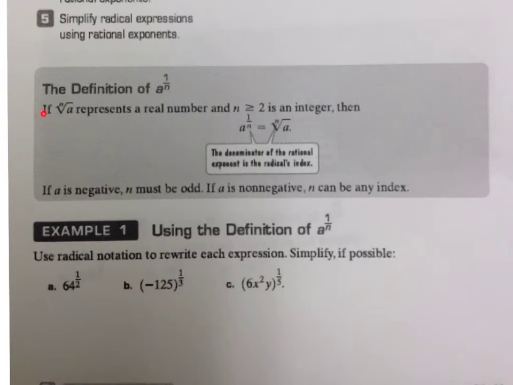It says if the nth root of a represents a real number and n is greater than 2 is an integer, then you can write a to the 1 over n equals the nth root of a. So that means whatever's on the bottom of the fraction in your exponent, that's what root you're taking. So let's look at how that works.